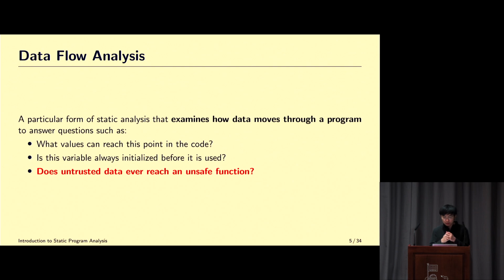So we're going to look at data flow analysis, which is a particular form of static analysis that examines how data moves through a program. This is useful because in security, you're always going to be asking the question: does untrusted data ever reach an unsafe function? So does your user input ever get to a point where it could influence the program's behavior in a malicious or just in a bad way?